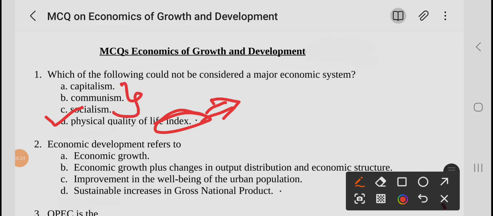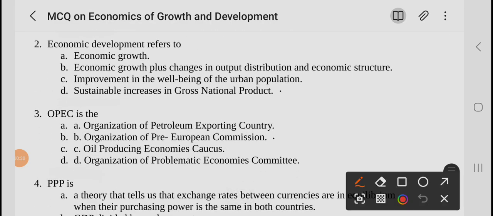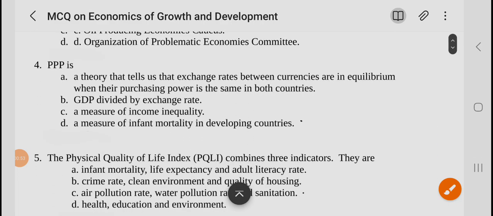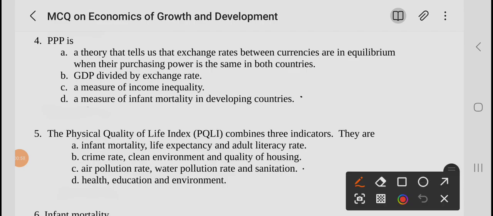Next one, economic development refers to economic growth plus changes in output distribution and economic structure or improvement in well-being of the urban population. So the correct answer is economic development refers to sustainable increases in gross national product. Next one, OPEC is the organization of pre-European Commission. Next question, PPP is a measure of infant mortality rate in developing countries.